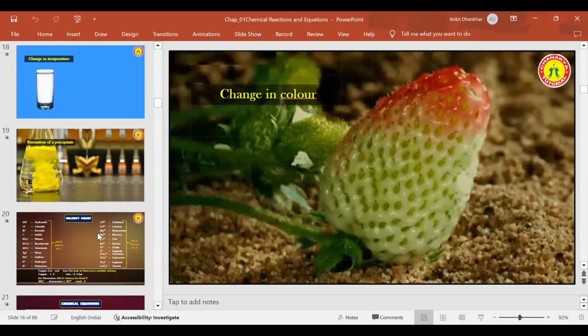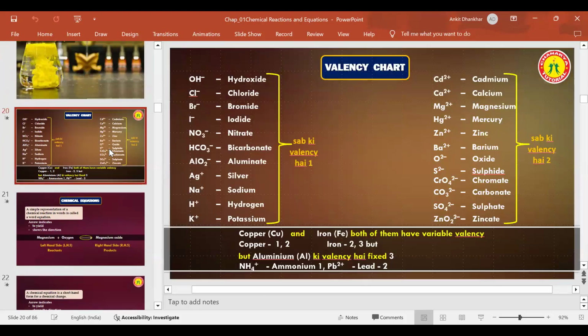Then we saw the valency chart, that is, which elements have what valency. There's one valency for these, two valency for these. Aluminium has a fixed valency of 3. Copper has variable valency, that is +1 and +2. Iron has a variable valency, that is 2 and 3.